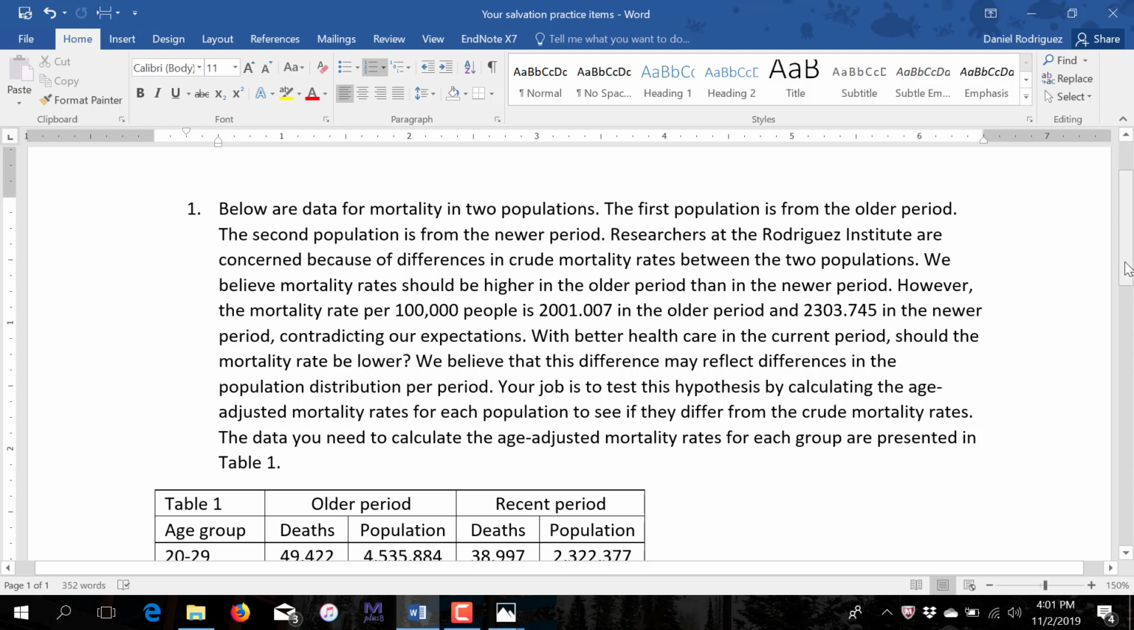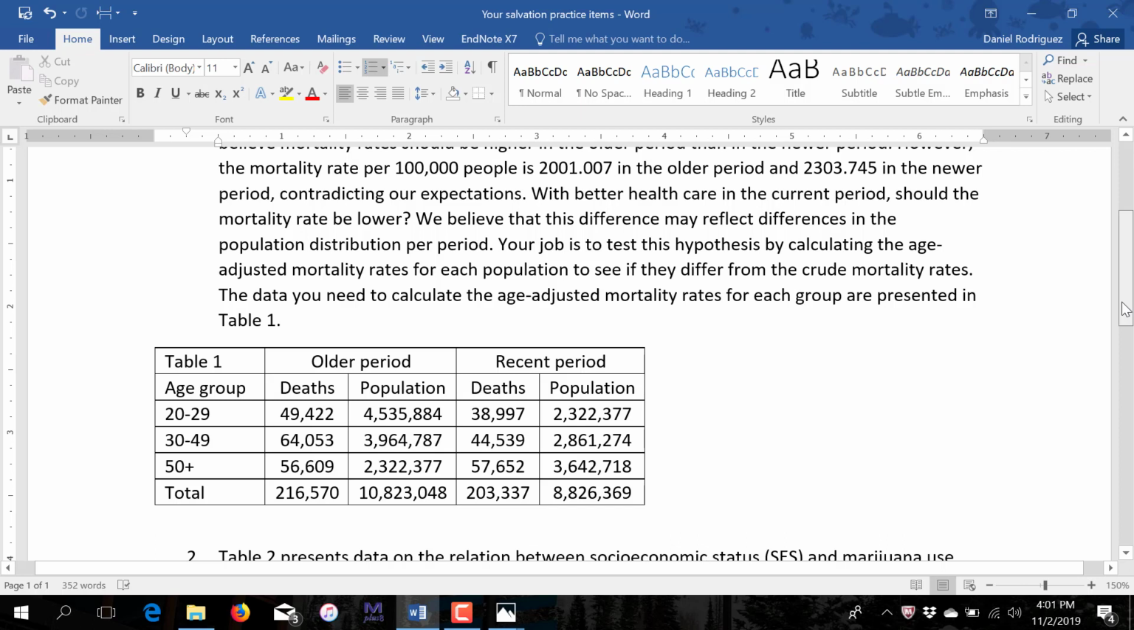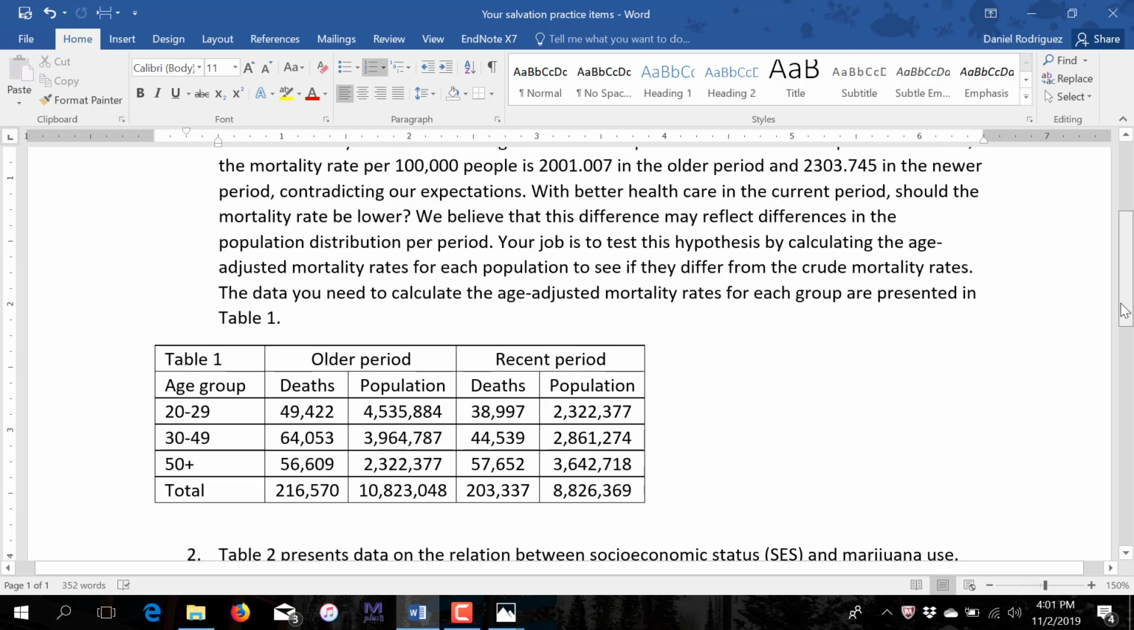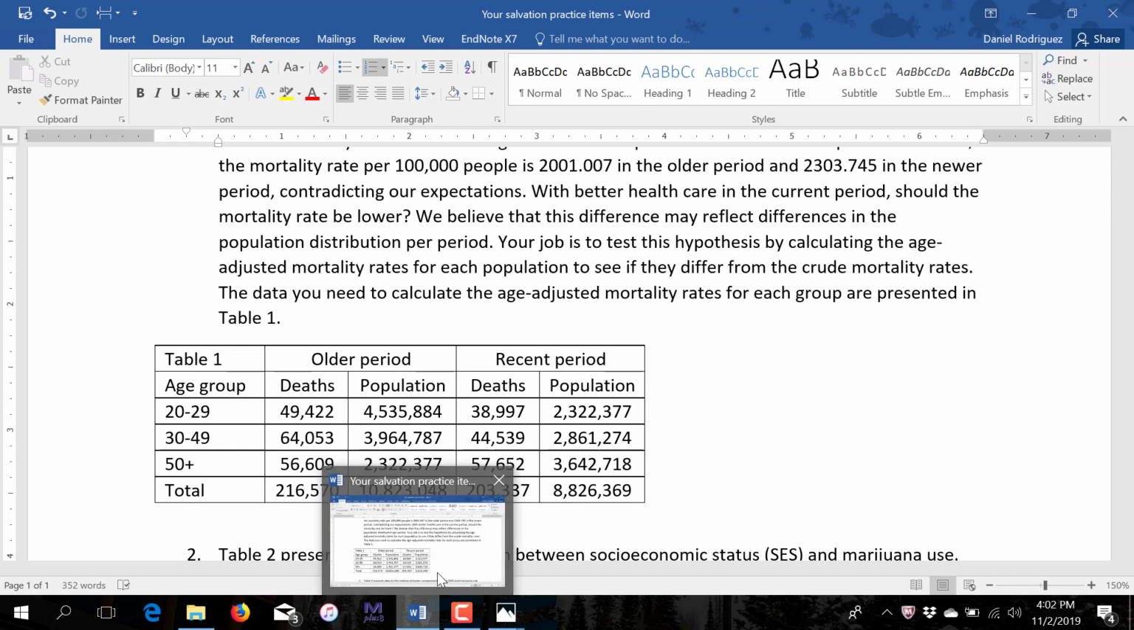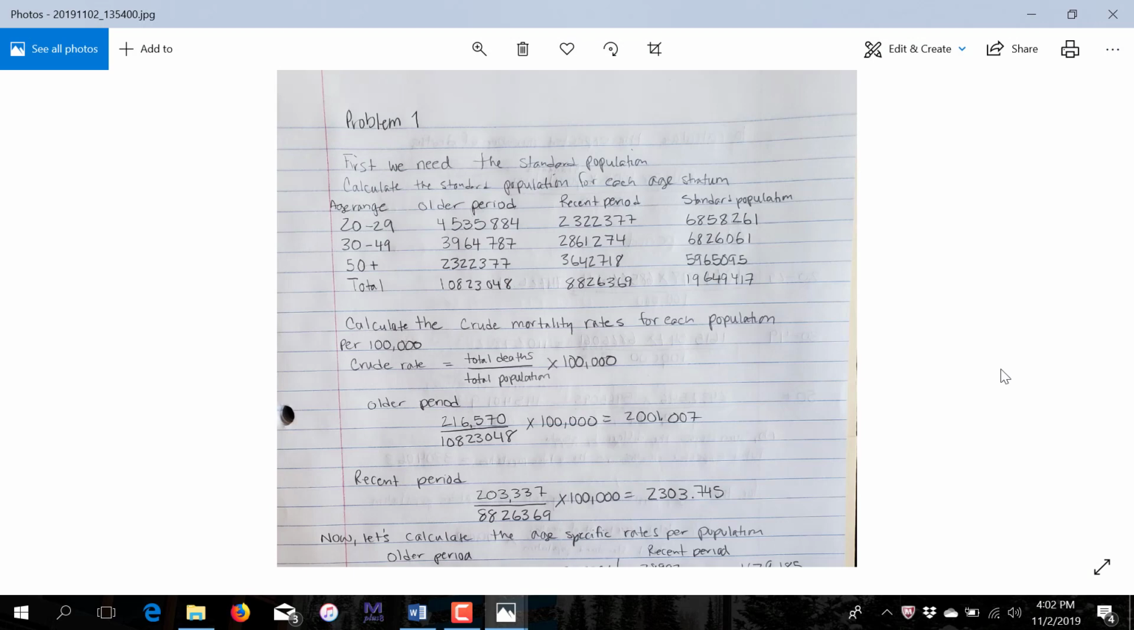But actually, what I'm going to do now is focus on calculating the age-adjusted mortality rate for the older period. I will calculate the recent period as well, but I won't show you that calculation. So we're going to focus on the older period. Let's go through this step by step. I already did the calculation to make it a little easier for all of us. So this is the first problem, and I do it in a step-by-step fashion.